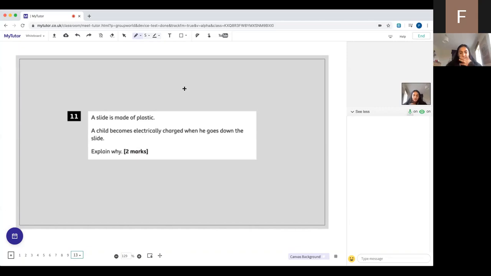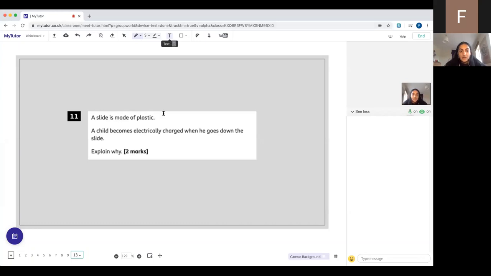Well, I'm getting some really great answers in the chat. So yes, friction between the child and the slide causes electron transfer. So it causes electrons to go from one material to the other. It doesn't matter which material it goes to or from, but there is a transfer of electrons between the two materials. So that's important. It's that friction that causes the electrons to be removed and transferred.